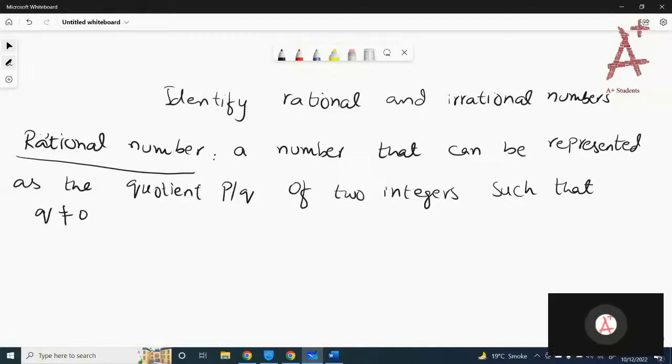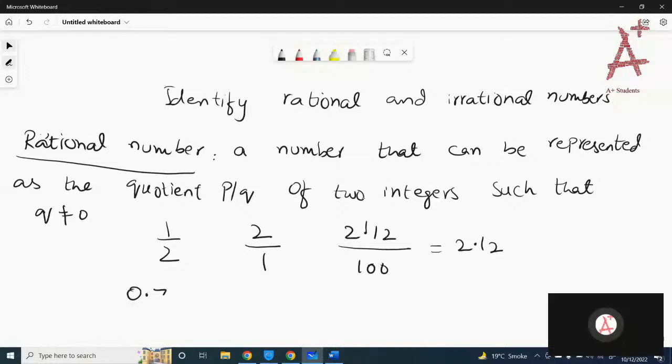Some of the examples of the rational number are 1 by 2. It is a rational number. Got it? Also 2. It is also a rational number because you can write it as 2 by 1. Then 2.12 is again a rational number because when you remove the decimal point, you can write it as 212 by 100. 0.75 is also a rational number because you can write it as 75 divided by 100. Got it? So these are the rational numbers.